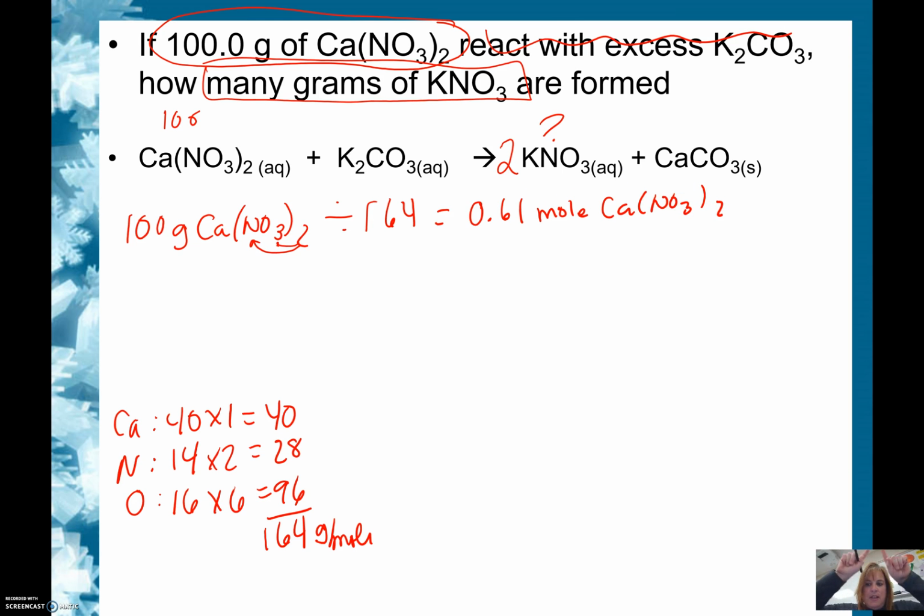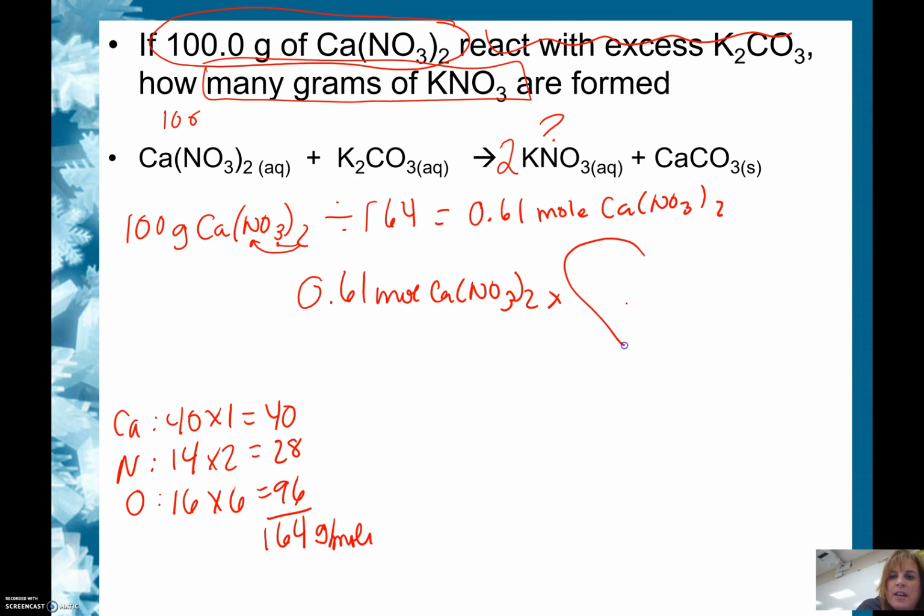Next step is to do our mole conversion, the heart of our stoichiometry problem. So 0.61 moles of calcium nitrate. I always like to write it down so we don't forget what we have. And we're going to do our little heart. On the top of the heart is the number in front of what we're trying to find. So once again, that's a 2. That's just a coincidence there. And down on the bottom is the number in front of what we were given. We were given calcium nitrate, so that's going to be a 1.